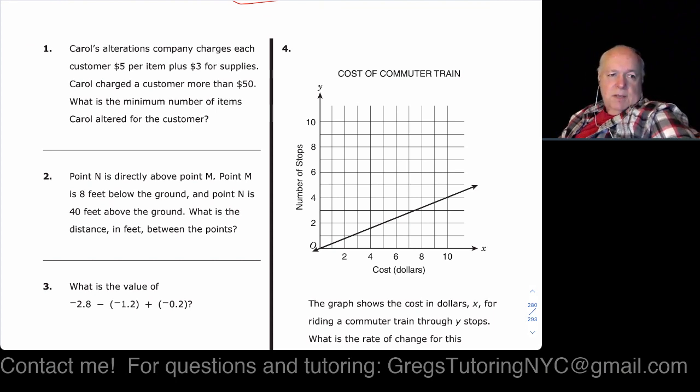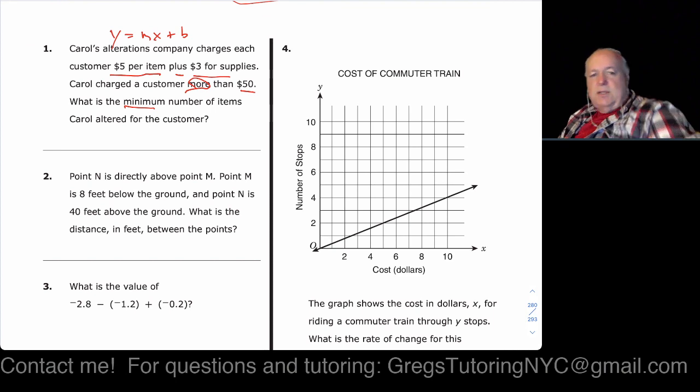Carol's Alterations Company charges each customer $5 per item plus $3 for supplies, okay? Carol charges a customer more than $50. What is the minimum number of items Carol altered for the customer? Okay, so this is kind of a y equals mx plus b. I'll put that on the top basically. It's involving a linear kind of thing, but it's this "more than 50" that gets the gotcha. So it basically becomes an inequality.